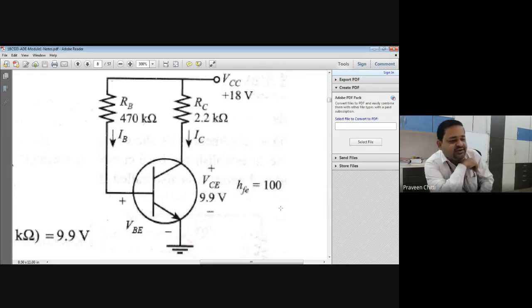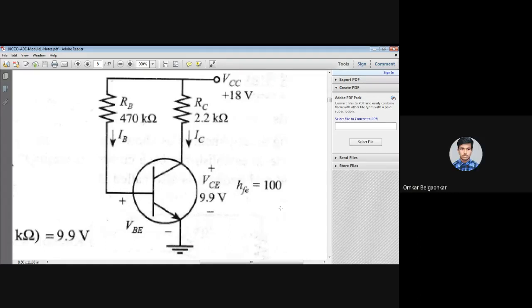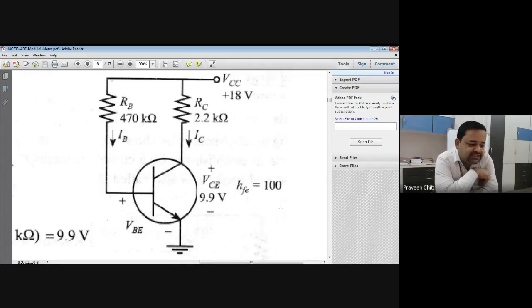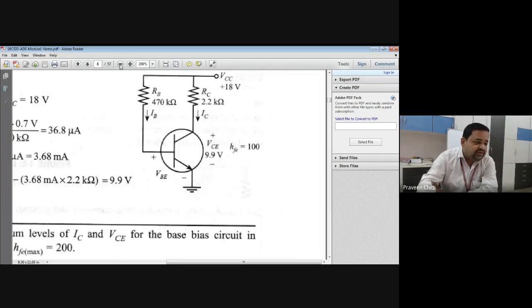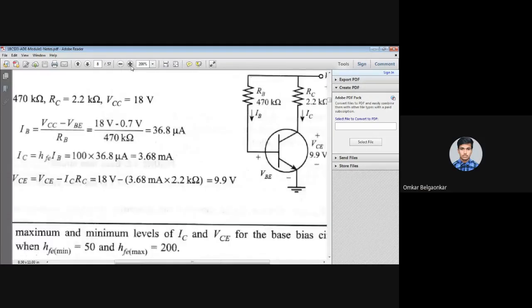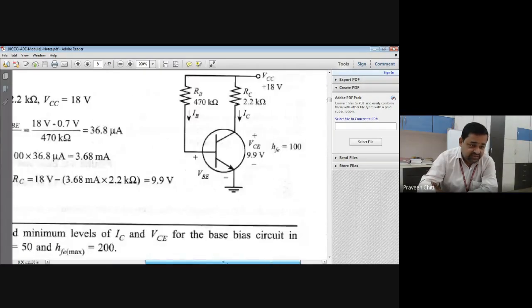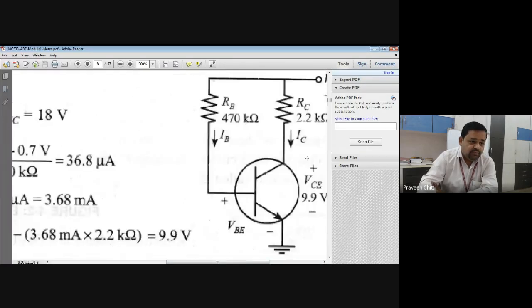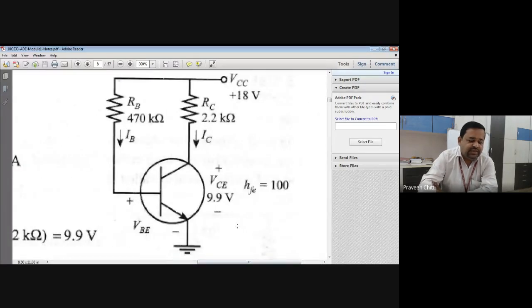If you take it is a silicon transistor, what should be the value of VBE? 0.7. What is the value of VBE for a silicon transistor? 0.7 volt, yes, exactly. 0.7 volt is the value of VBE. Now they ask you to calculate IB, IC and VCE. So can anybody tell me how to compute IB here? How do you compute IB?